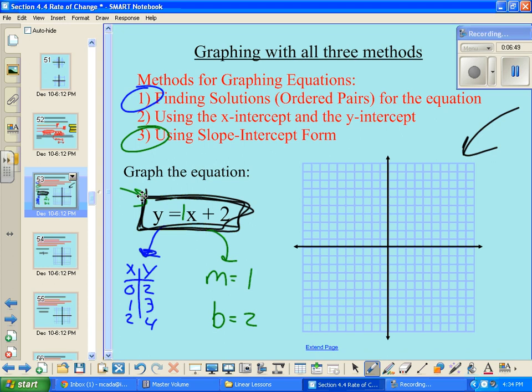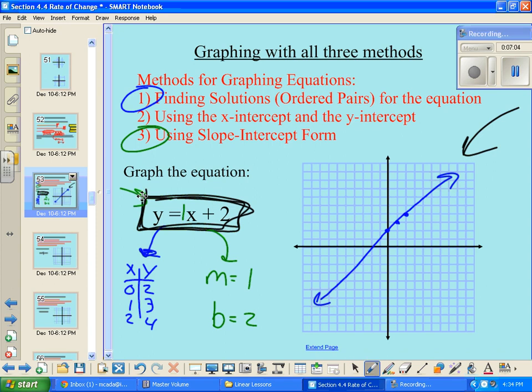If I plot these 3 ordered pairs like I have here in the blue, 0, 2, 1, 3, 2, 4, they're the 3 ordered pairs that I would get. I draw a line through those, and there's the graph of my equation using the ordered pairs method.